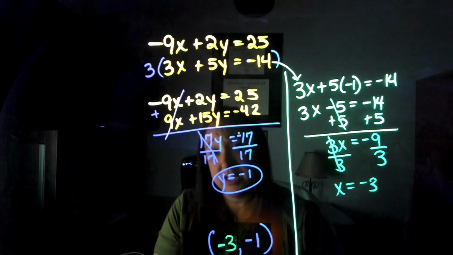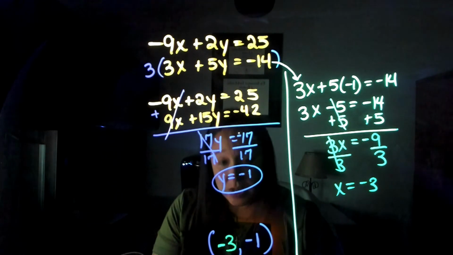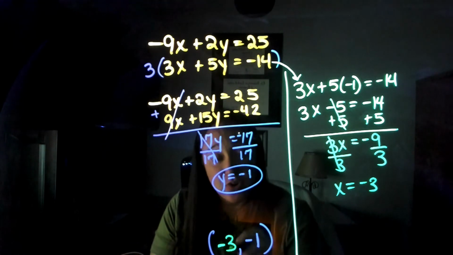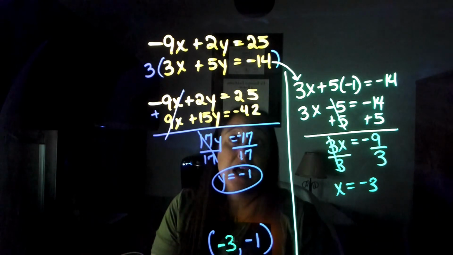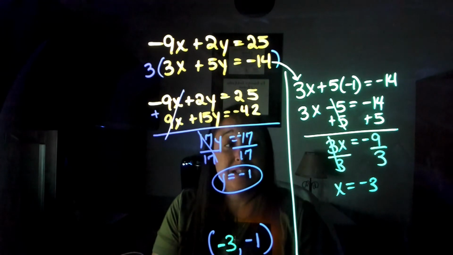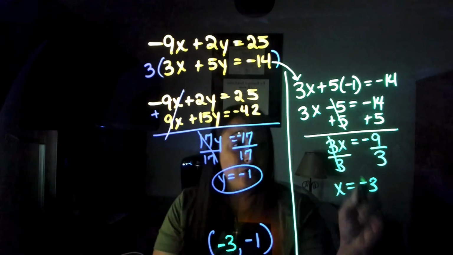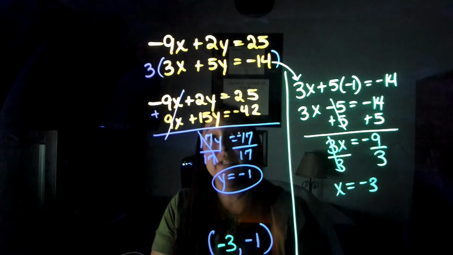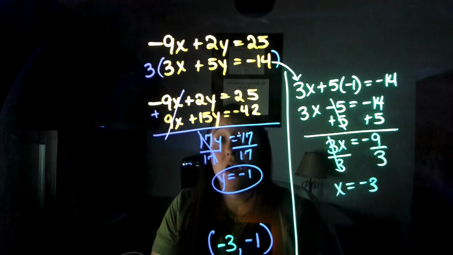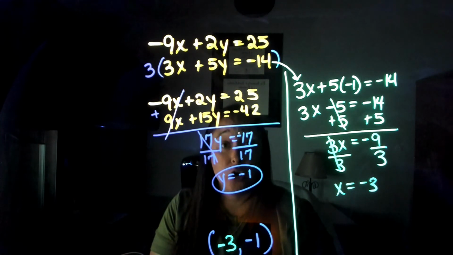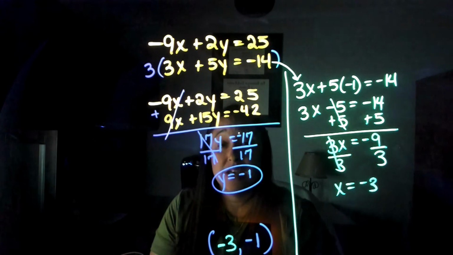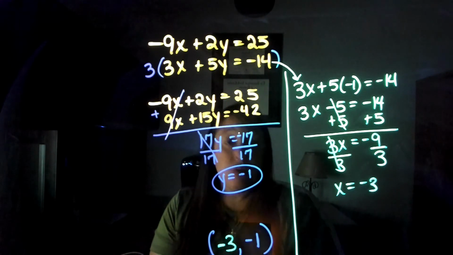Now you can check these. When you get to this point, when you think you have your answer, you can check by substituting those values, your x and your y, back into those equations. And if it works, then you know you have the answer. If it doesn't work, then we know we need to go back and try something new.